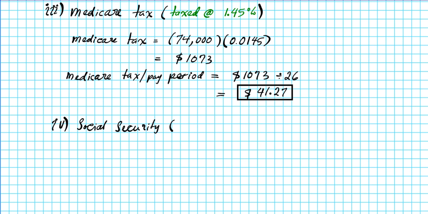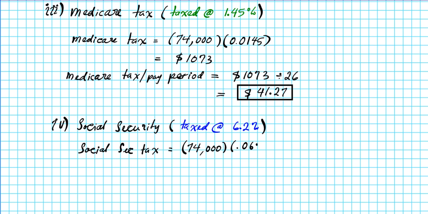So she's going to be taxed at 6.2%. Okay? All right, let's go ahead and carry out the calculations. Her Social Security tax per year is going to be her annual earnings of $74,000 multiplied by 6.2% in decimal form, 0.062. If you carry out this product in your calculators, you end up with $4,588 for her Social Security taxes per year.